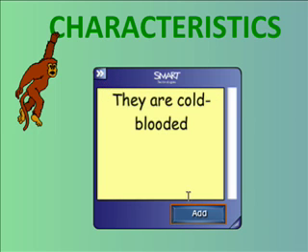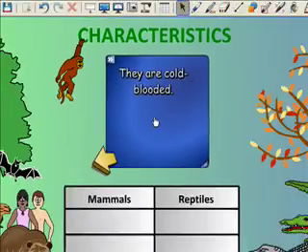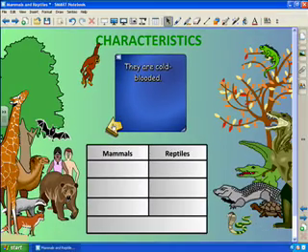Then click the Add button. When you are finished, the students simply press the arrow to release the text from the generator. And in this case, they can drag and drop the text into the table below.